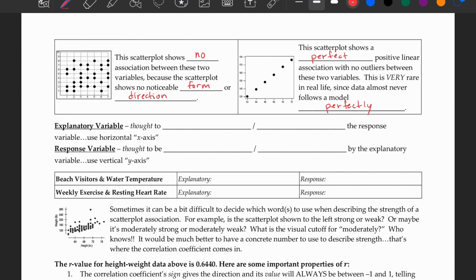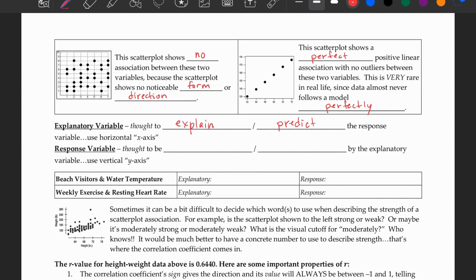We have an explanatory variable. The explanatory variable is thought to be the variable that explains or predicts what's going on with your y values, which are called the response variable. So explanatory ends up being on the x. I'm not a fan of memorizing weird stuff, but if you needed to, explanatory x-axis, there's a mnemonic device for you if you need it.